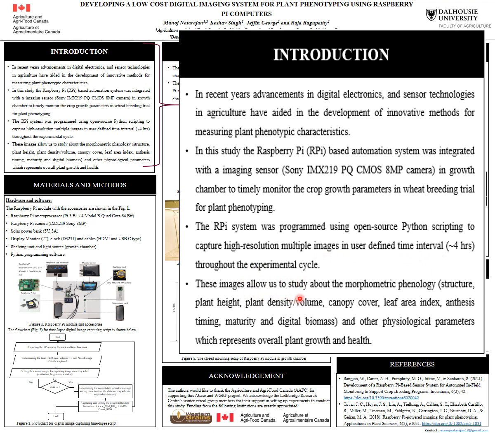These images allow us to study morphometric phenologies such as plant structure, height, density and volume, canopy cover, leaf area index, anthesis timing, maturity and digital biomass, and other physiological parameters which represent overall plant growth and health.